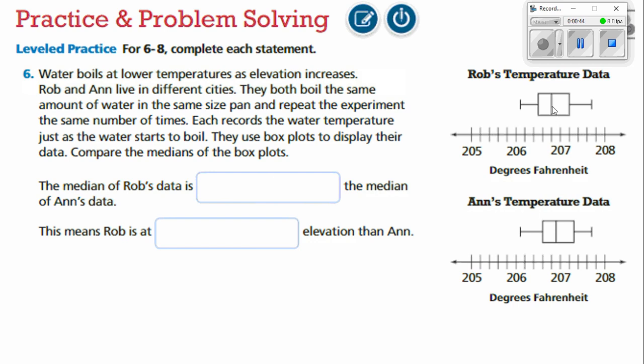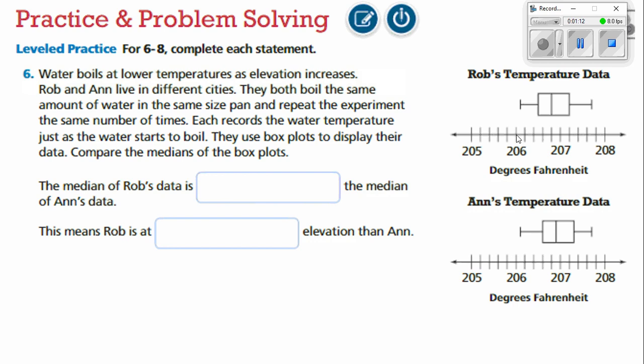Well, the median is that line in between the box. And looking at it very quickly, we think maybe they're at the same median, but let's take a closer look. This is where 206 is. This is where 207 is. Let's count how many there is between there. 1, 2, 3, 4, 5. That tells me that there's usually a metric system there, so since there's 5 spaces, each one of those spaces will be about 0.2.